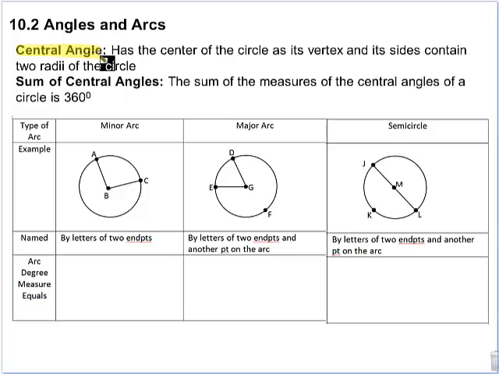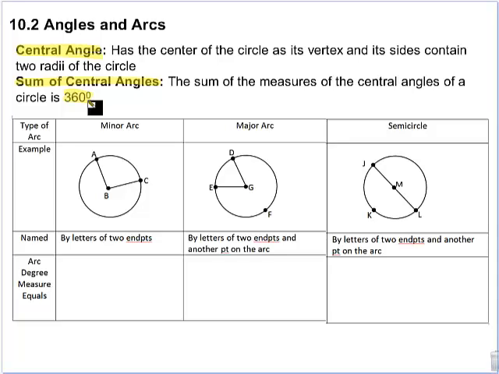Okay, so these would be diagrams that have central angles down here. If we want to find the sum of the central angles, if we add up all the central angles in a circle, the sum is 360 degrees because there are 360 degrees in a circle. Okay? So now we have to start talking about arcs.